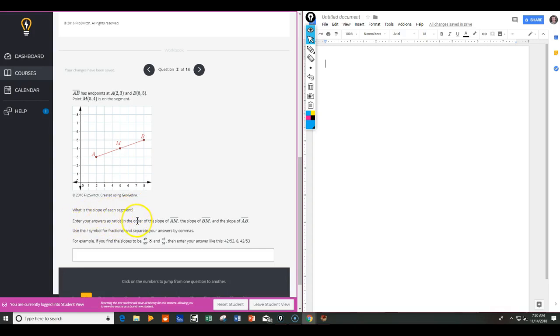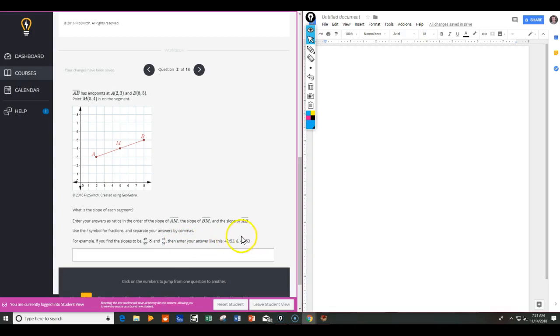Enter your answers as ratios in the order of the slope of segment AM, the slope of segment BM, and the slope of segment AB. Use the division symbol for fractions and separate your answers by a comma. For example, if you find the slopes to be 42 divided by 53, comma, space, 8, comma, space, and 42 divided by 53, then enter your answers like this.